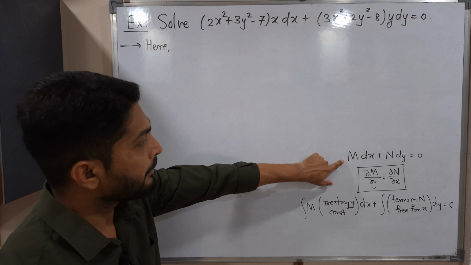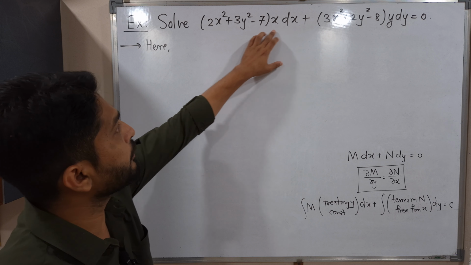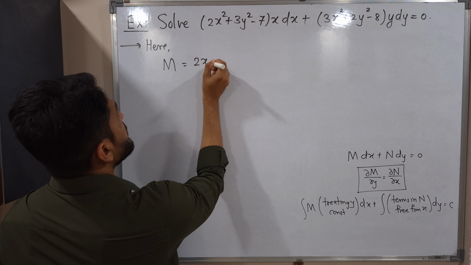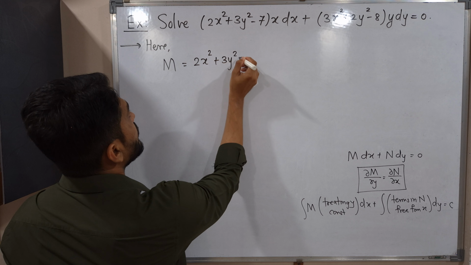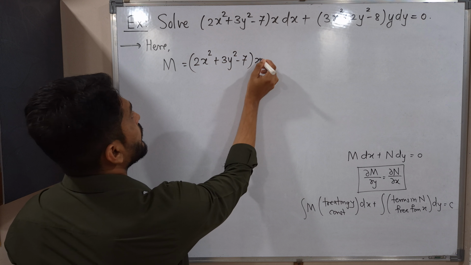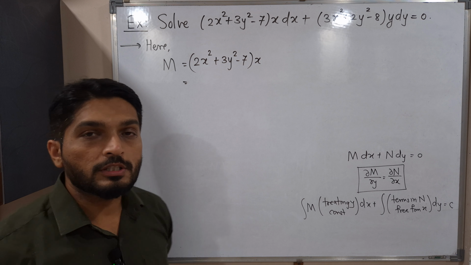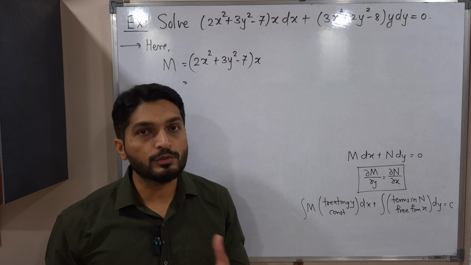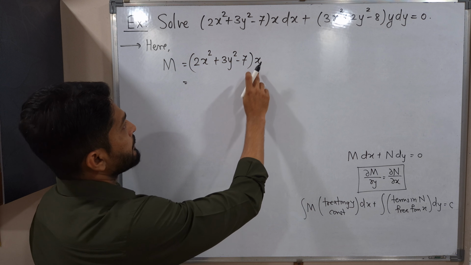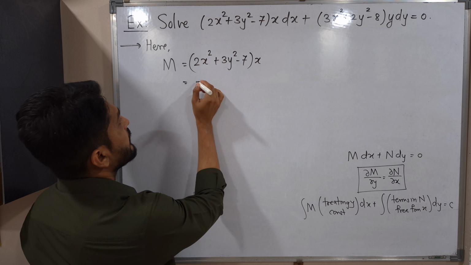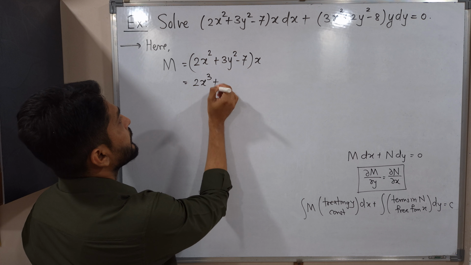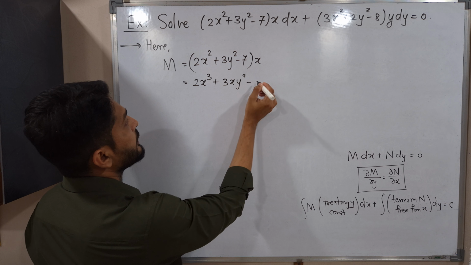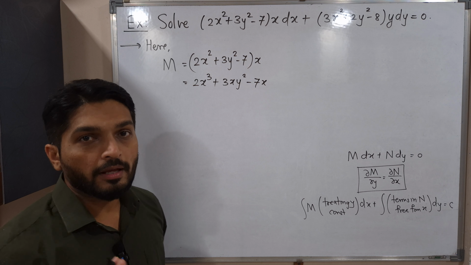What is my M? M is the multiple of dx, so whatever multiplies dx is my M. I can write M is equal to (2x square plus 3y square minus 7) into x. My suggestion is to simplify the bracket first. Don't keep any brackets, as it will be difficult to find derivatives if you have brackets. So let us take the product: 2x square into x is 2x cube, plus 3y square into x is 3xy square, minus 7 into x is 7x. So I clearly got that M.